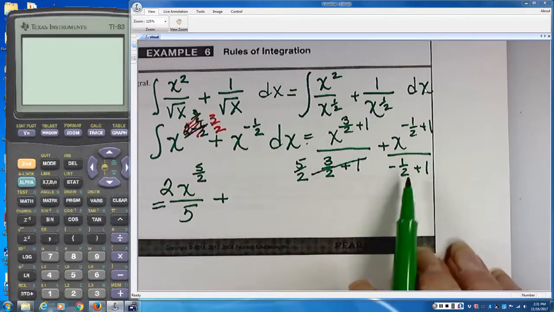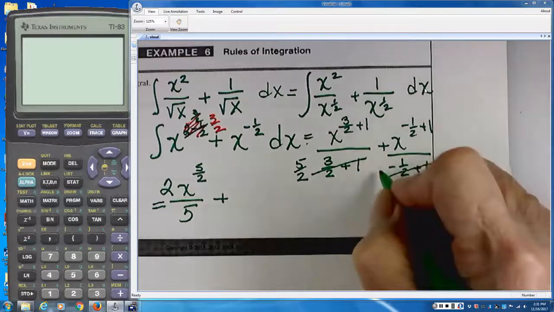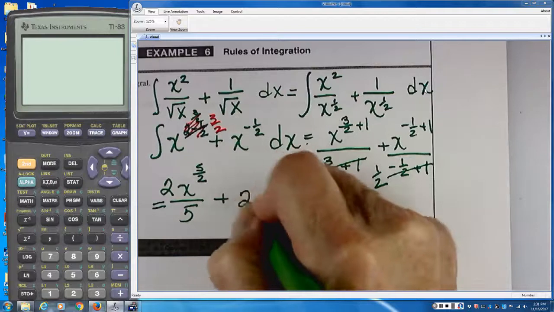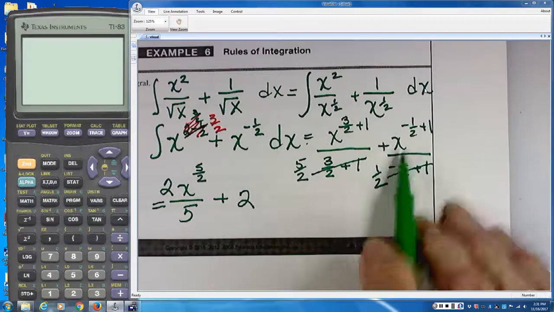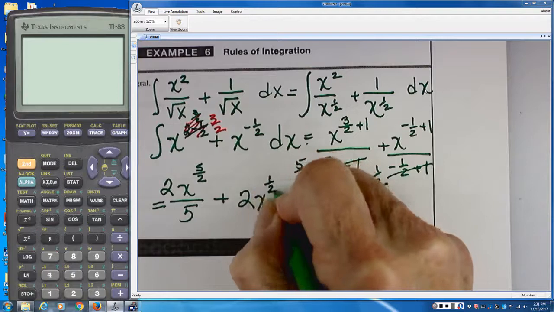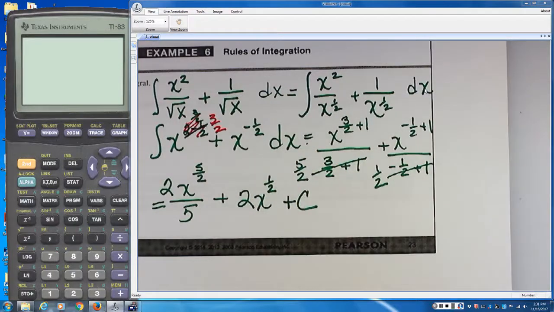Plus, this is actually going to be positive 1/2. So when you divide by 1/2, you multiply by 2, so there's going to be a 2 multiplier, and then this is going to be x to the positive 1/2. And that's going to be plus the constant. And you could change it back into radicals if you want to, but I don't care if you do or not. Yes, ma'am?